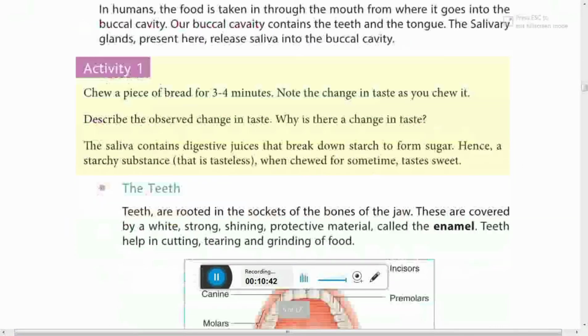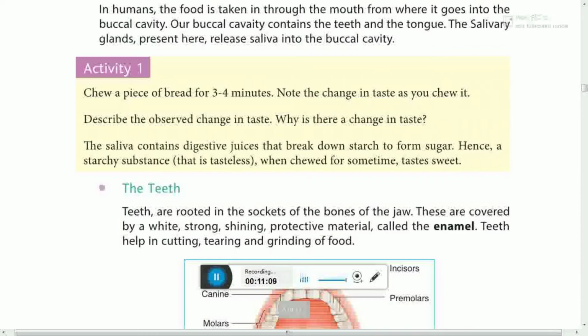Here one activity is given, just you can see. For this, chew a piece of bread for 3-4 minutes. Note the change in taste as you chew it. Describe the observed change in taste. Why is there a change in taste?